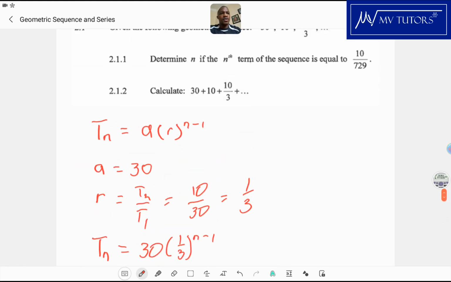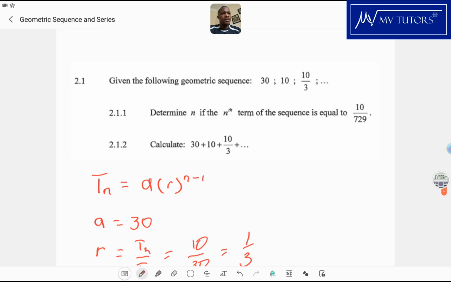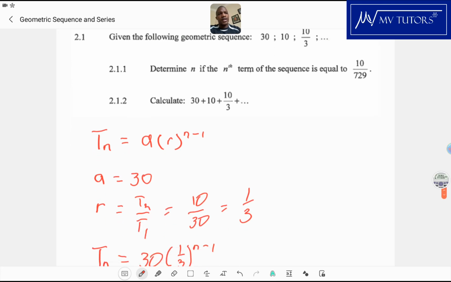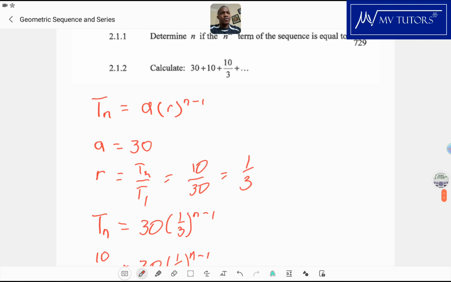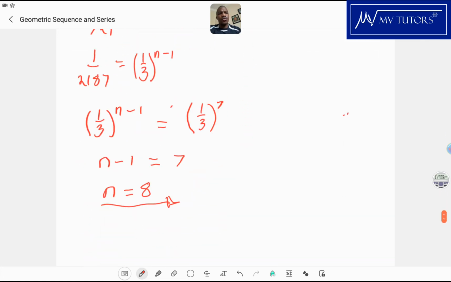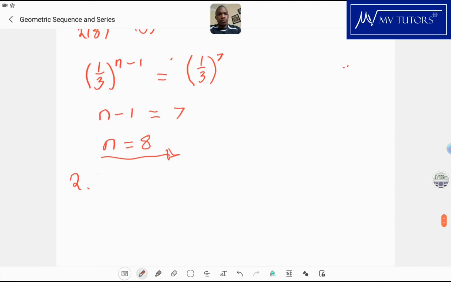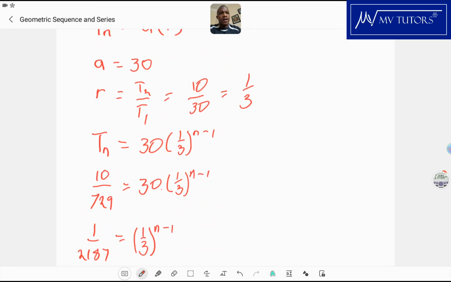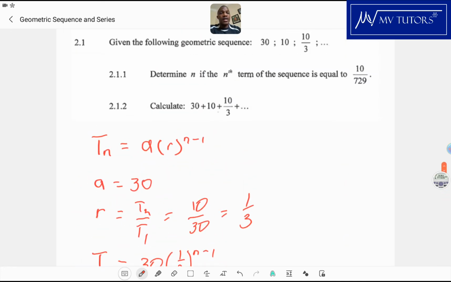Did we answer the question sufficiently? The nth term is 8. Okay. Now it says calculate this. 2.1.2. So here, you can see that now we're dealing with a series. It's no longer a sequence. The thing that makes it a series is that we are adding the numbers. What you need to know about this type of series is whether it's diverging or converging.